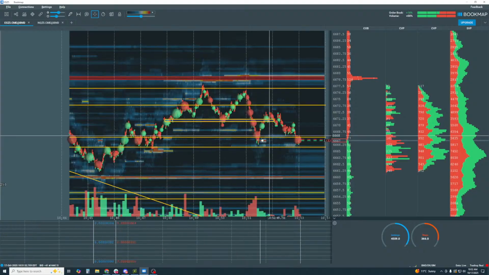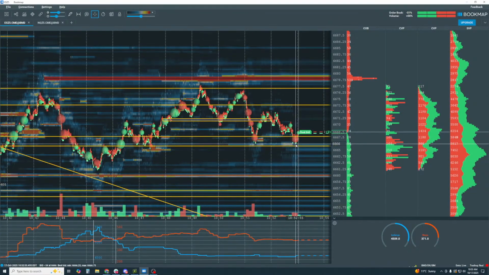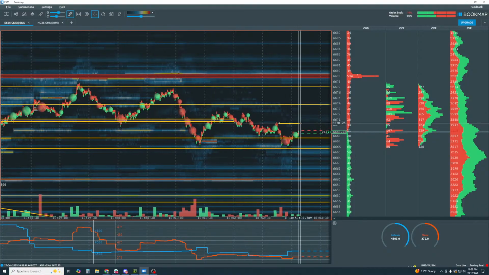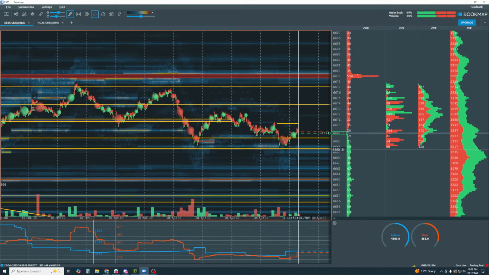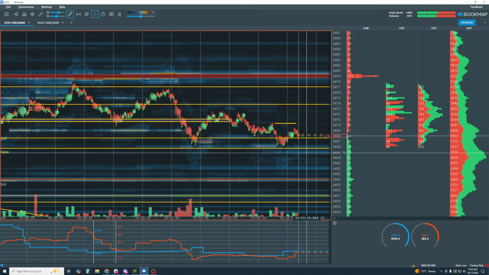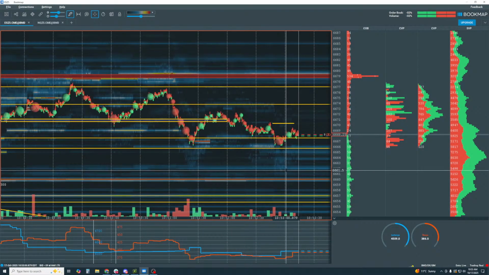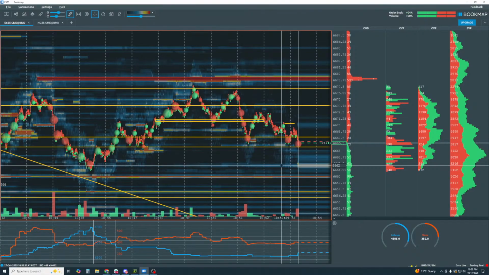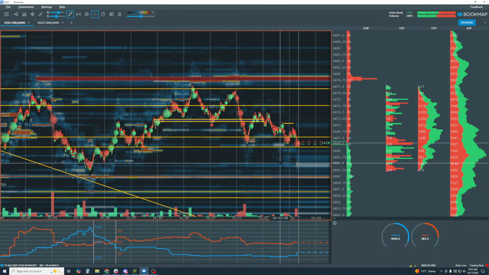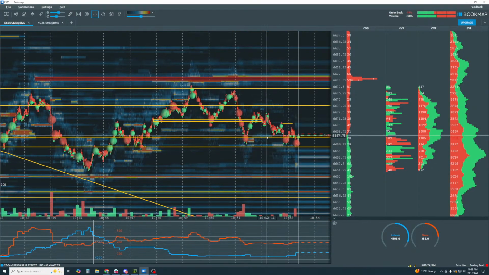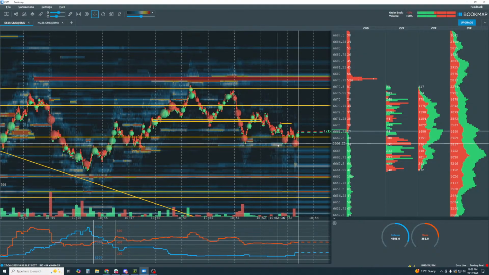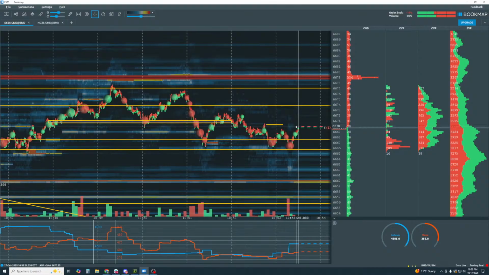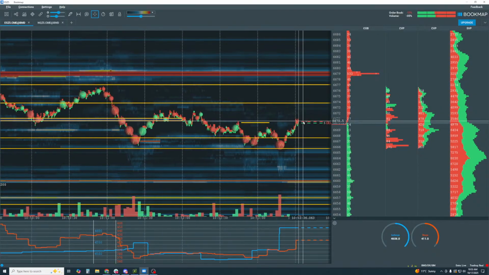All right, let's see if we can get maybe a little more sellers on the hook here. And then this is where we're looking for the buyers back up above for the squeeze. It would be right up here at 70. There they are. Okay, now let's see these buyers.